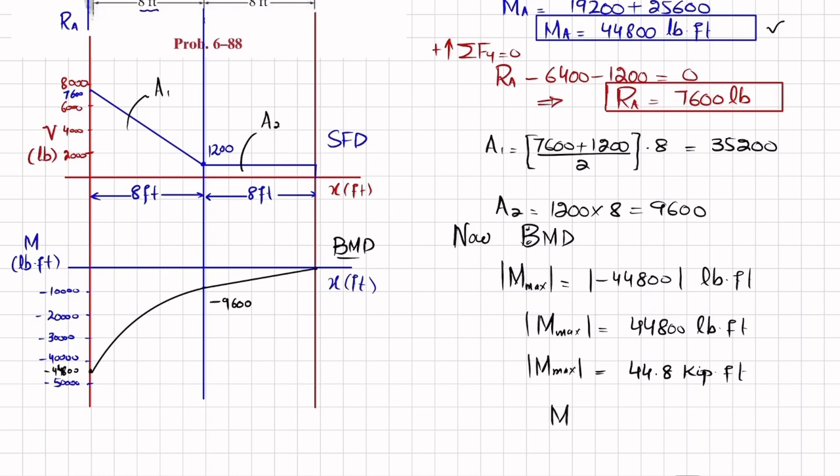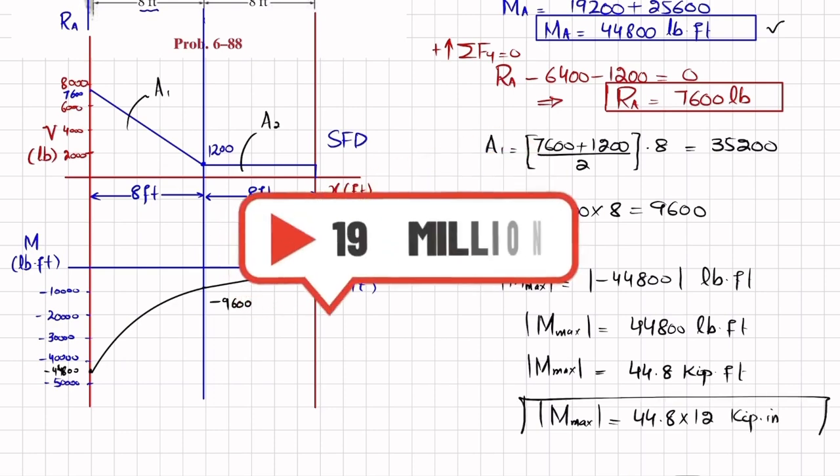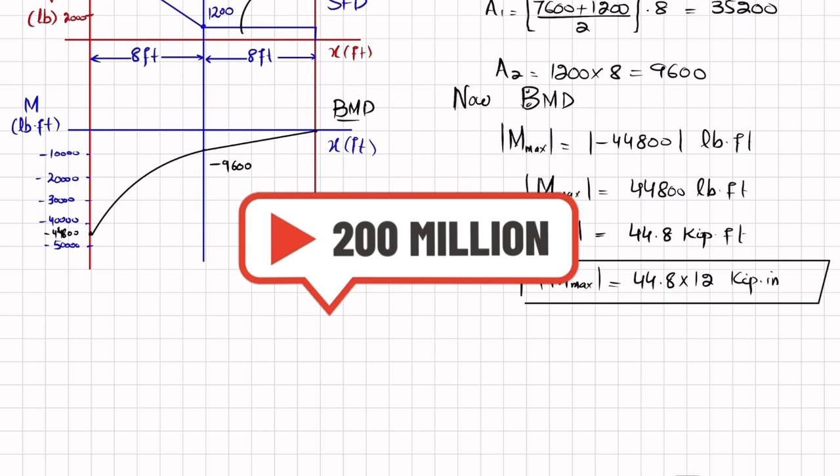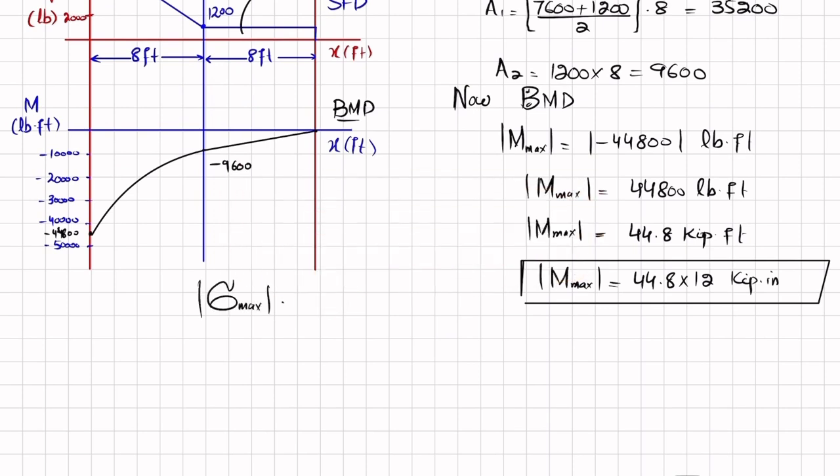Now, if you want to convert this feet into inch, what we will do is multiply 44.8 by 12, and the unit will be kips into inch, because 1 feet is equal to 12 inch. So this is the maximum bending moment. And we know that the maximum absolute value of bending stress is equal to maximum bending moment times C divided by I. Since we have been given a square cross section of 9 by 9, this is 9 inch, and this height is also 9 inch.